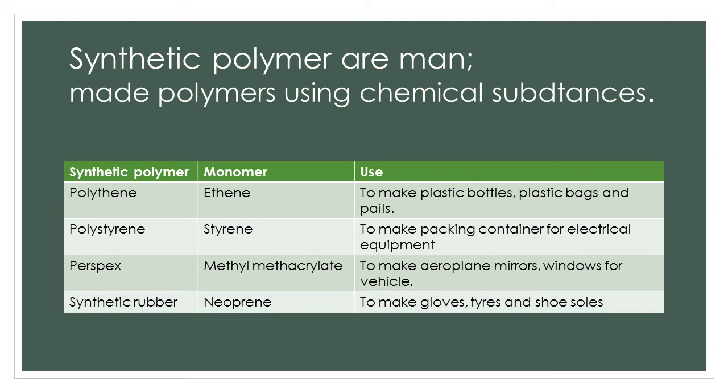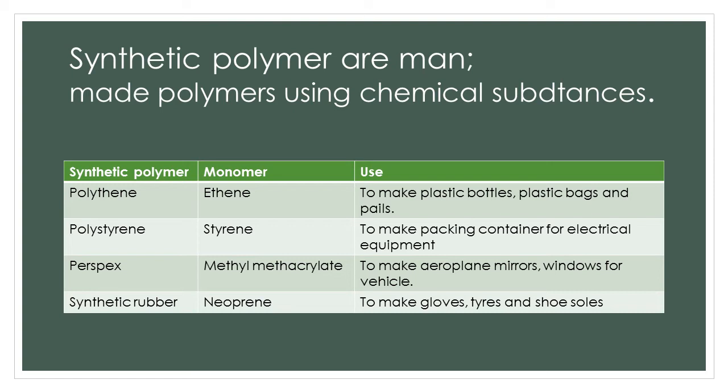The first one is polythene. The monomer is ethene. So you look at the name, right? Ethene, the monomer. When it forms a polymer, the name is polythene. So what is the use of polythene? To make plastic bottles, plastic bags and pails.